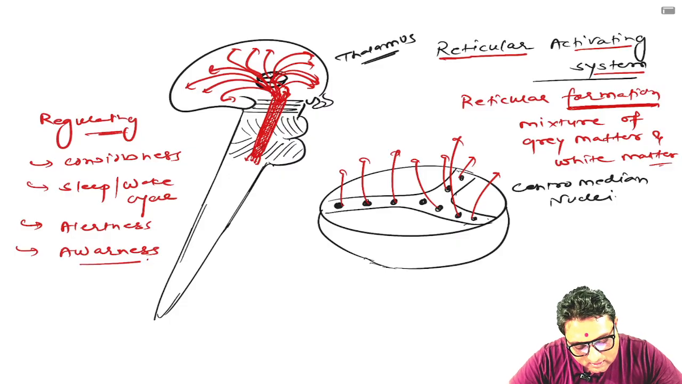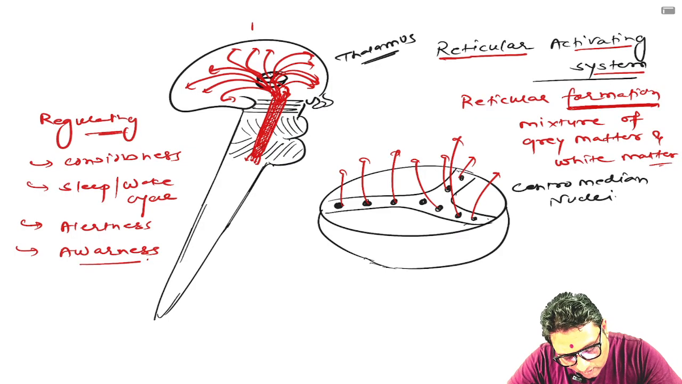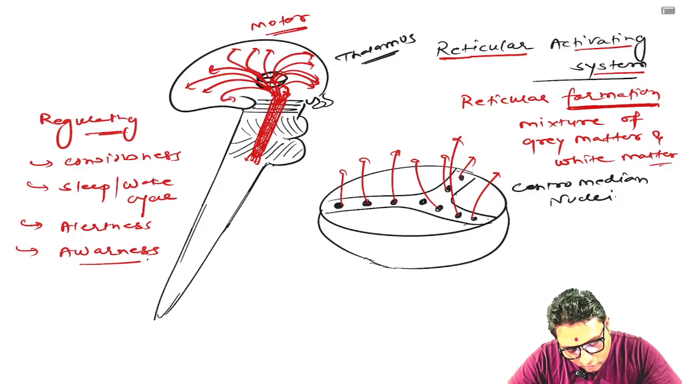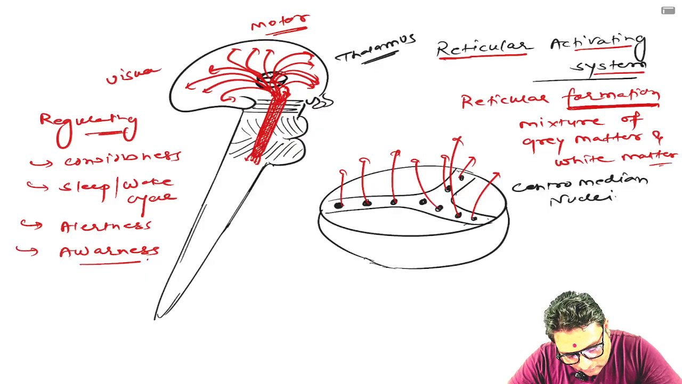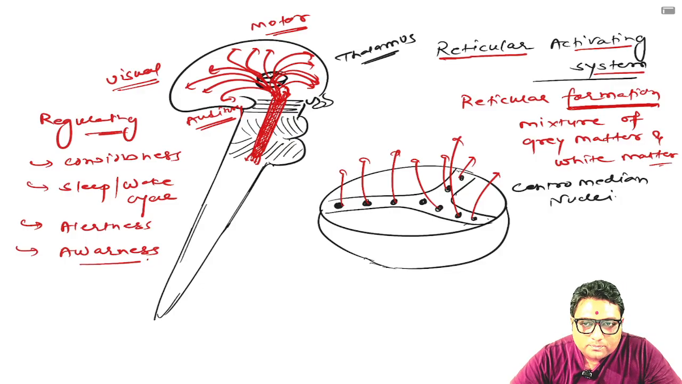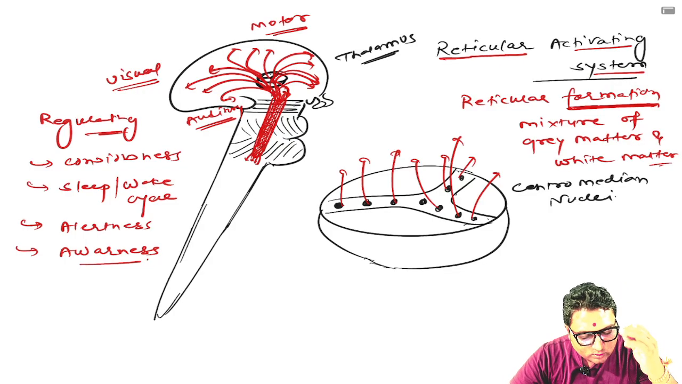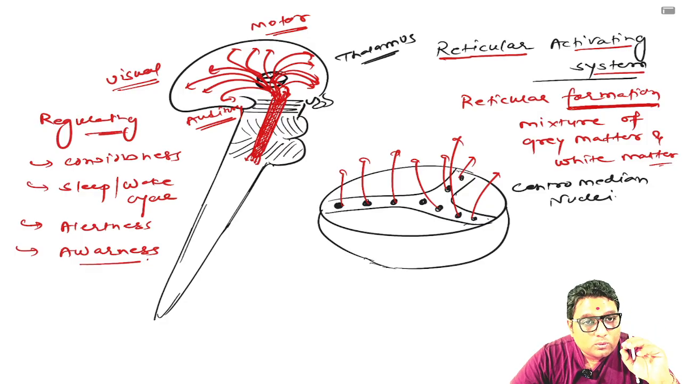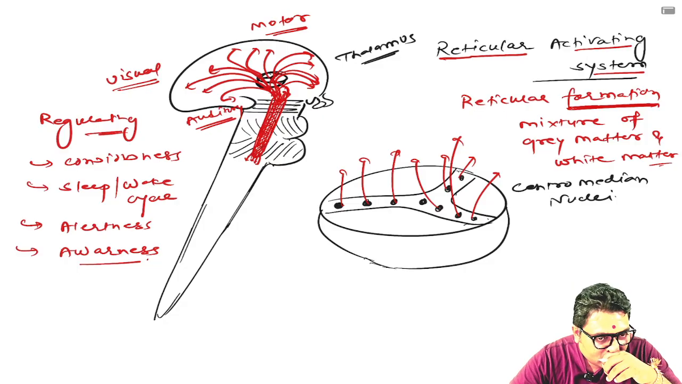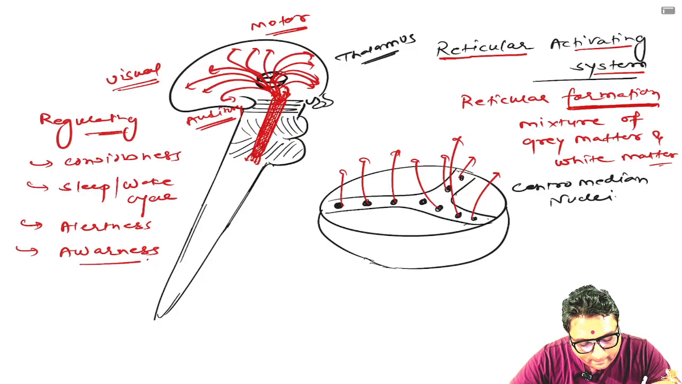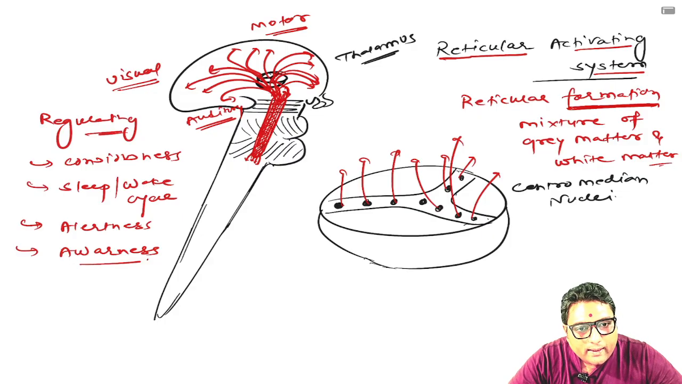So this reticular formation helps in regulating motor sensation through the parietal lobe, visual sensation through the occipital lobe, and auditory sensation through the temporal lobe. So basically the reticular formation helps you keep awake and alert. So it regulates consciousness, sleep-wake cycle, alertness, and awareness. And all these fibers pass through the centromedian nuclei of the thalami.